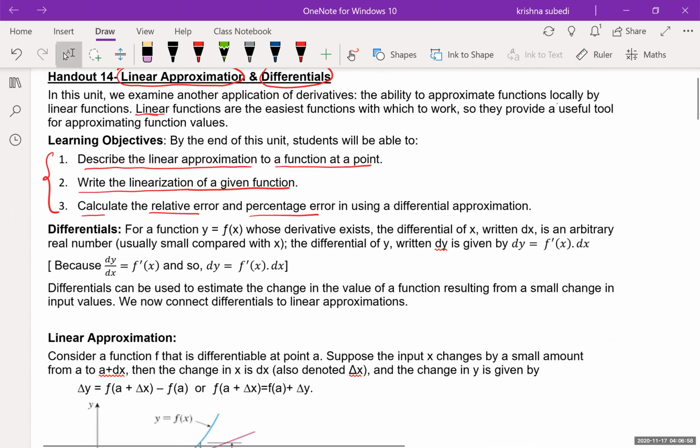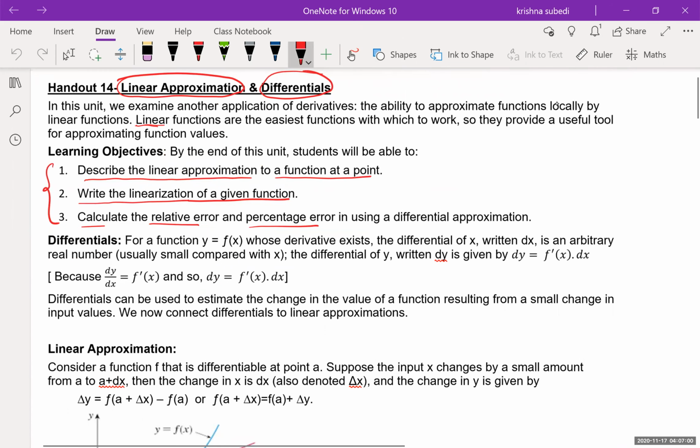All of these goals revolve around the concepts I just mentioned, linear approximation and differential, okay? First, let's begin with differential. What does that mean? For a function y equals f of x, whose derivative exists, the differential of x, written as dx, is an arbitrary real number, usually small compared with x. The differential of y, written as dy, is given by this formula.